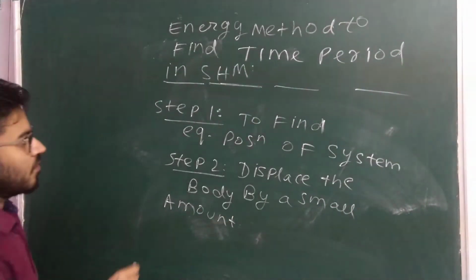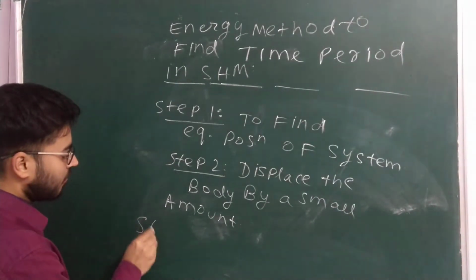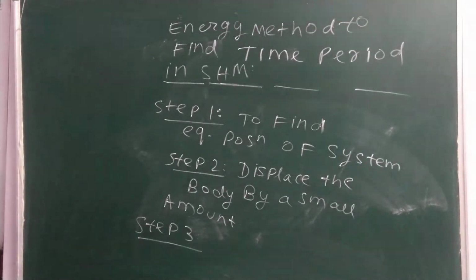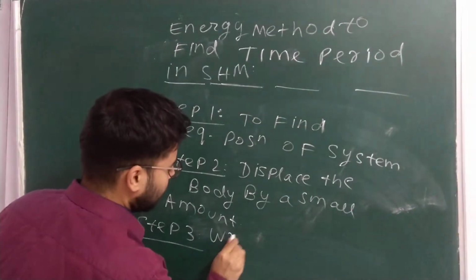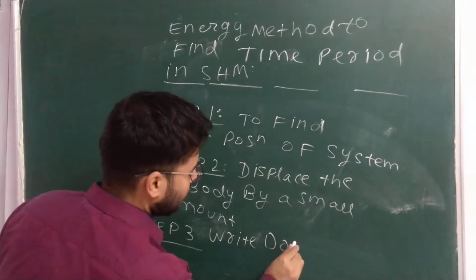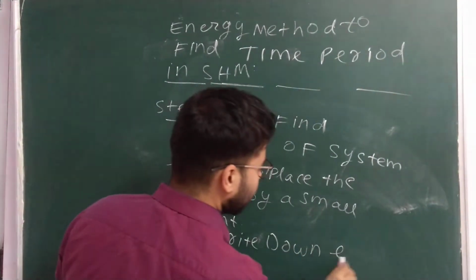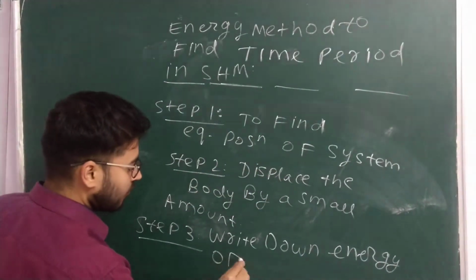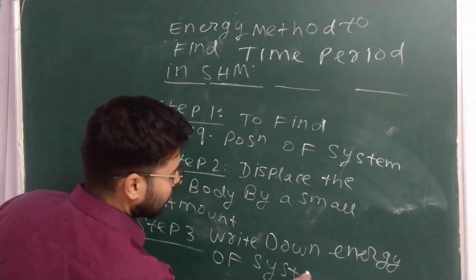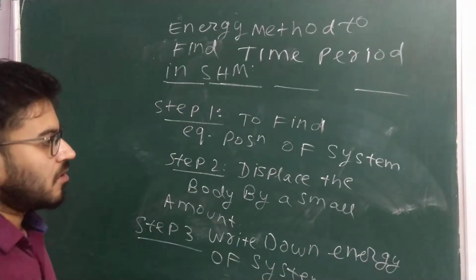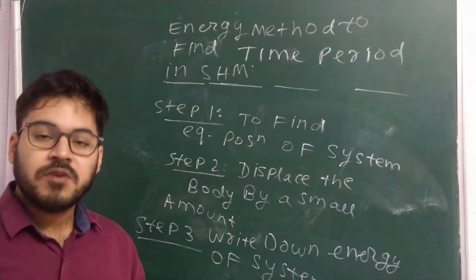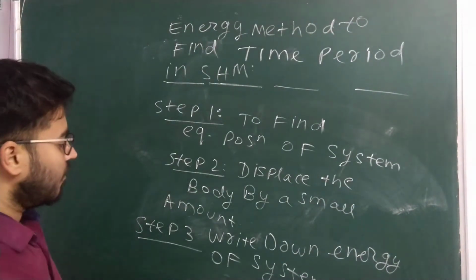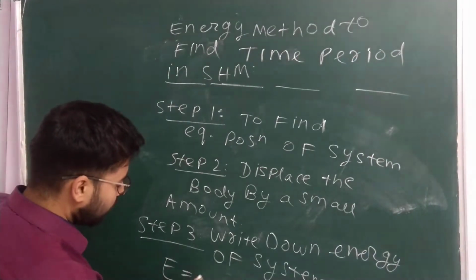Step 3 for the energy method is to write down the energy of the system. Now remember, in SHM, if it is a free oscillation, there is no loss of energy. It is not a damped oscillation. In that case, the energy of the system E must be a constant.